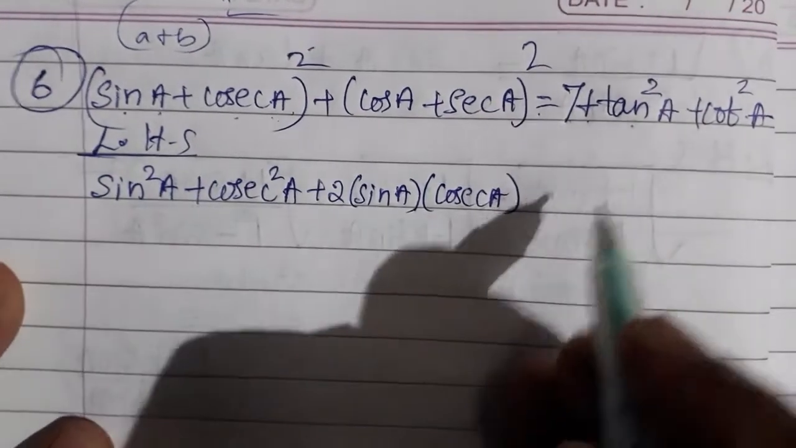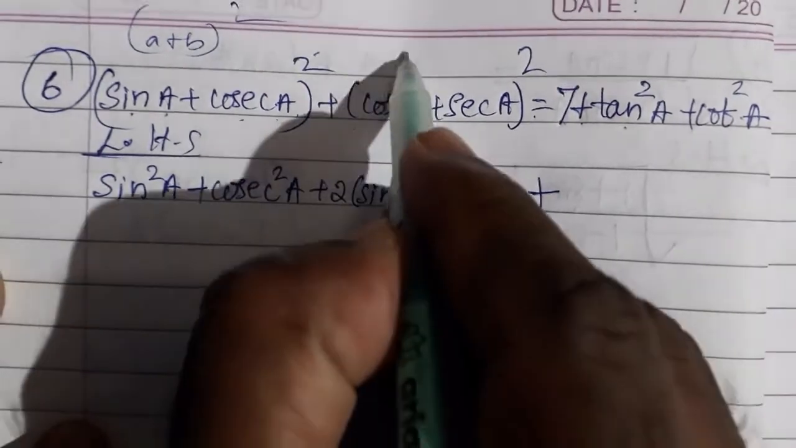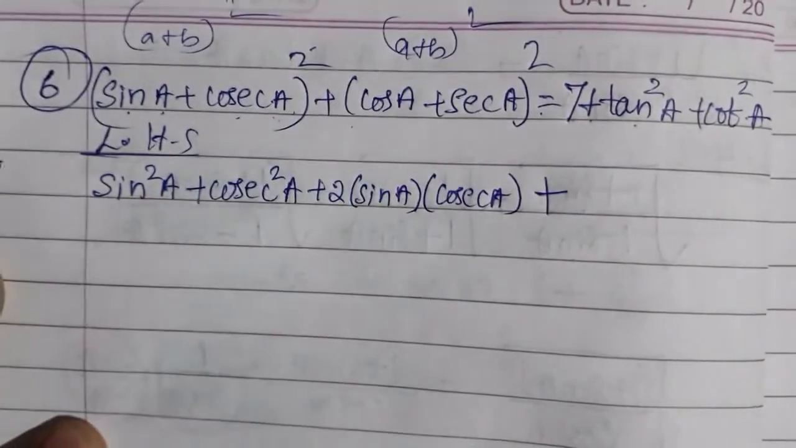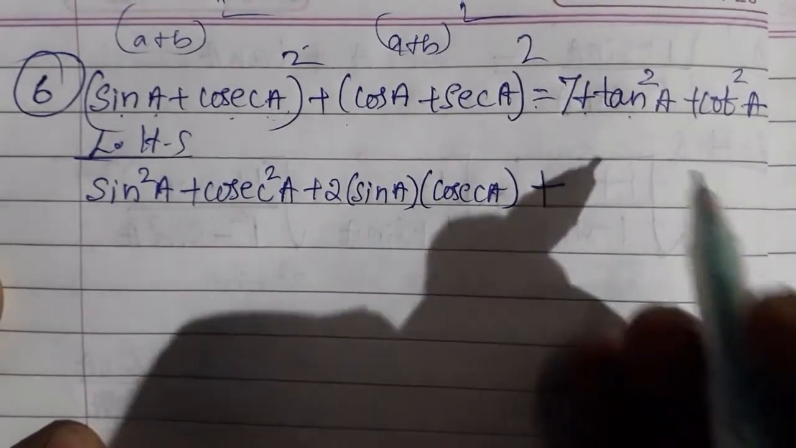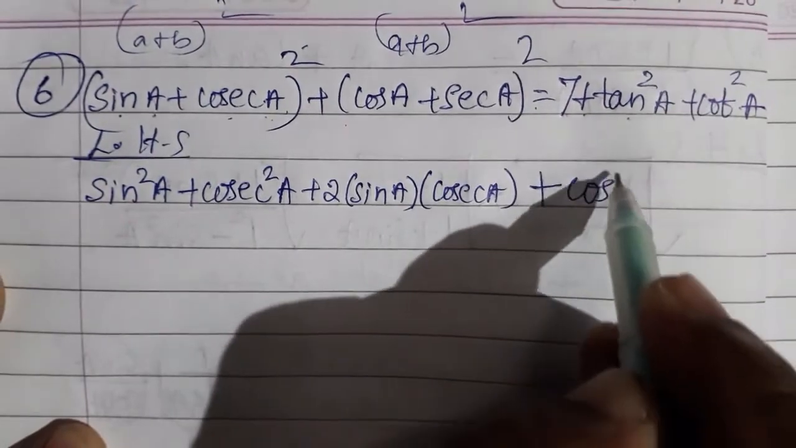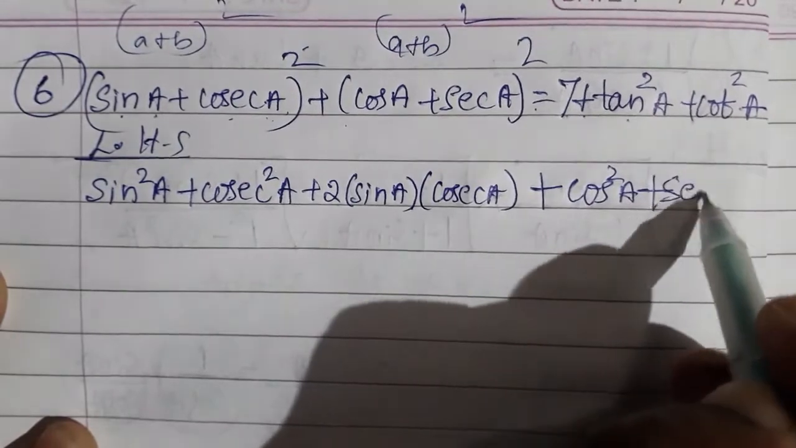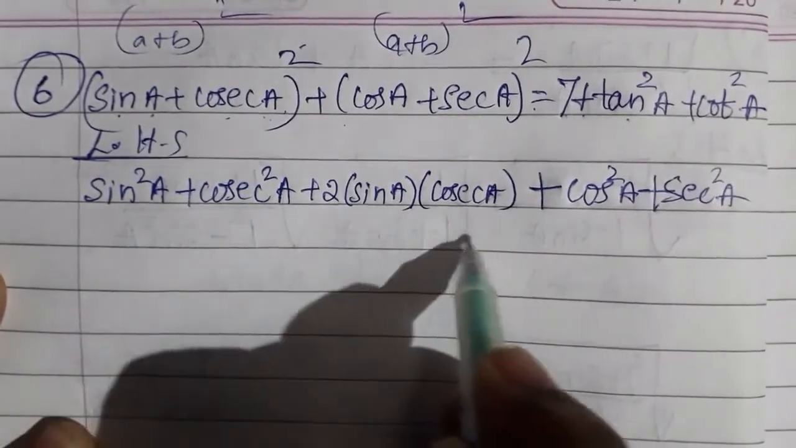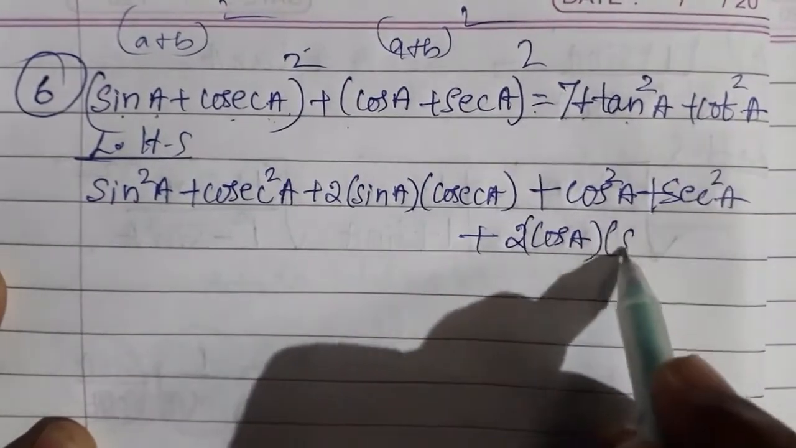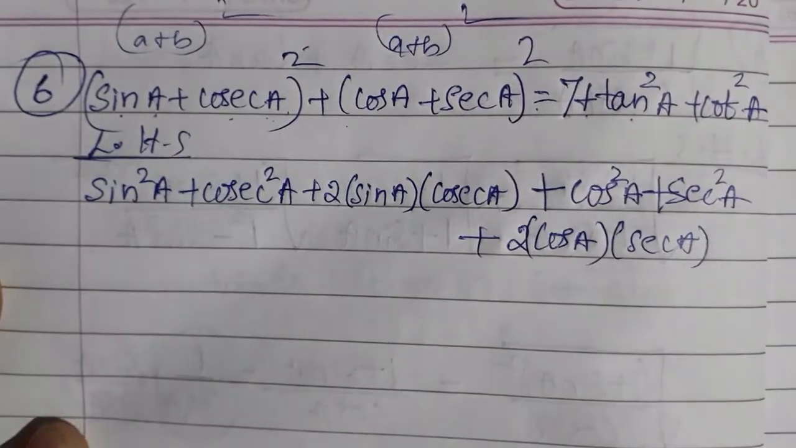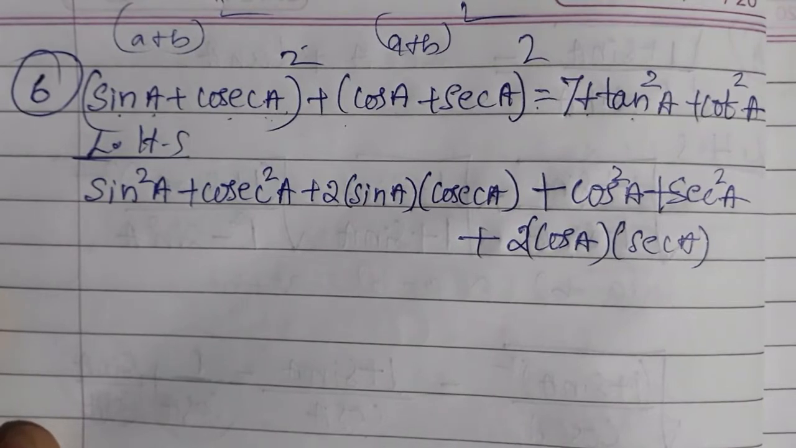Now the next, what you have? Plus, again this is also in the form of (A + B) the whole square. So again you have to expand it as (A + B) the whole square: A² + B² + 2AB. So this will become cos² A plus sec² A plus 2 into cos A into sec A. So I've expanded according to (A + B) the whole square, A² + B² + 2AB.